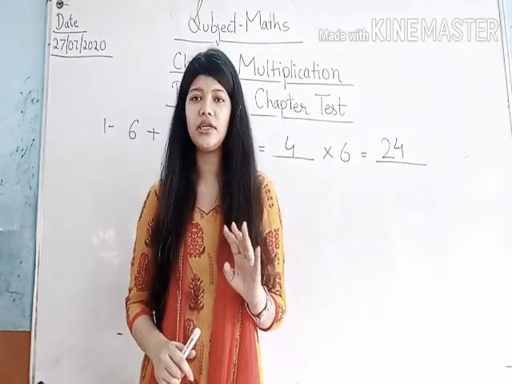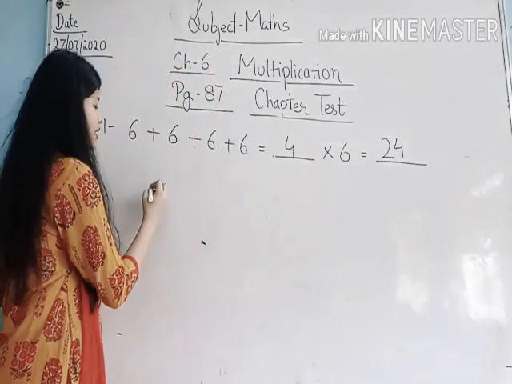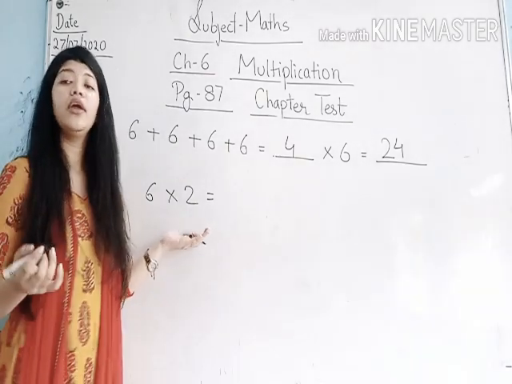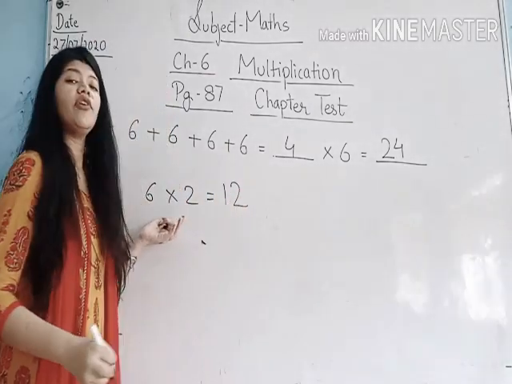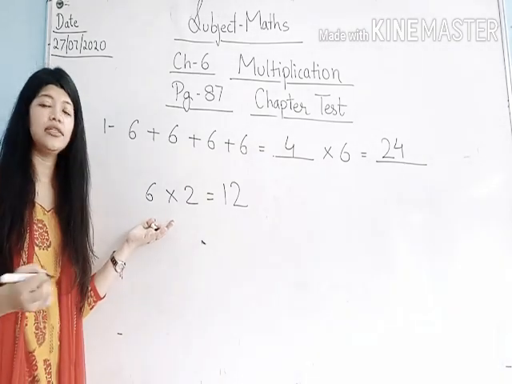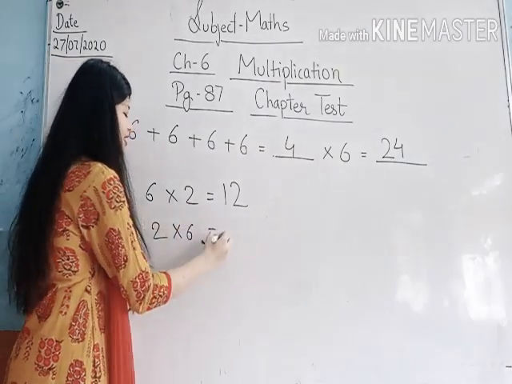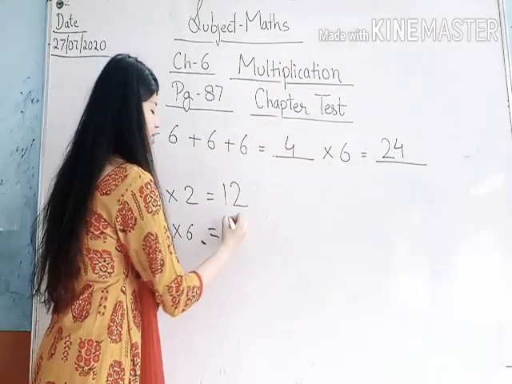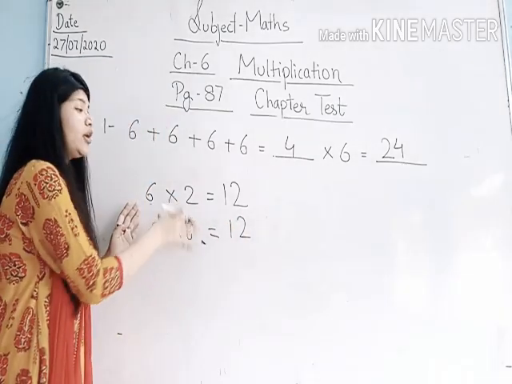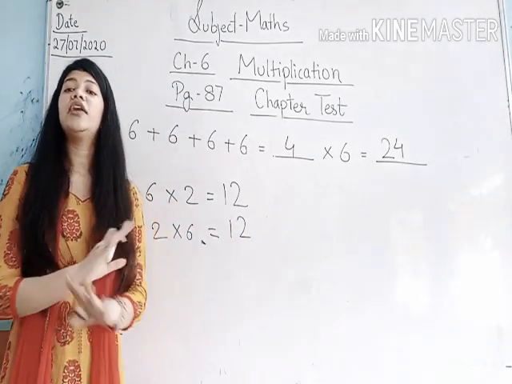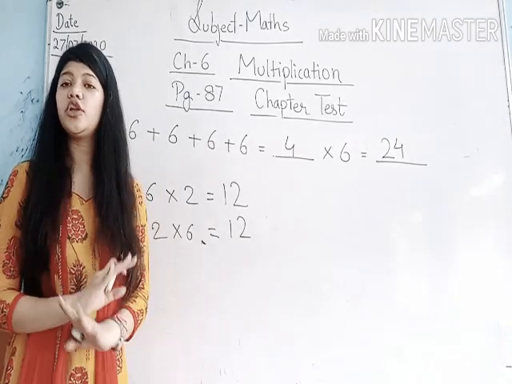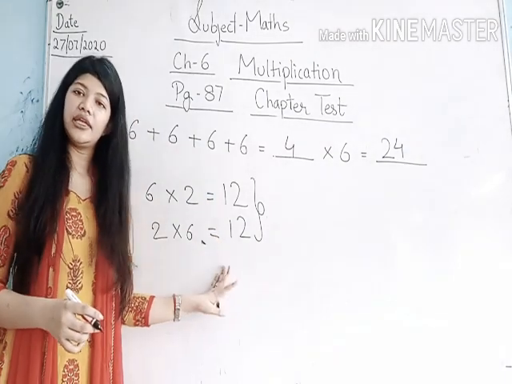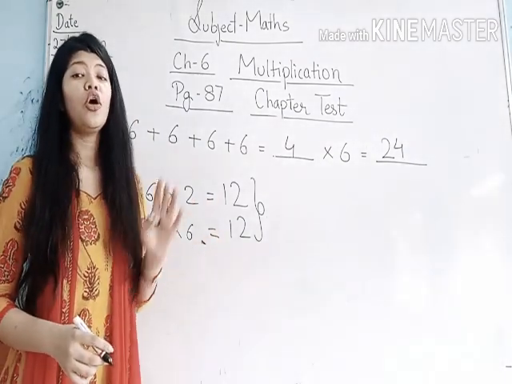The product will not change. For example, 6 into 2 is equal to, now tell me, 6 twos are 12. And if I change the order of these factors, if I write 2 into 6, then also the answer will be the same. 2 into 6 is equal to 12. It means if the order is changed, then the product will not change. It will not affect the product. As you can see, the product is the same. This we have learned under the order property.